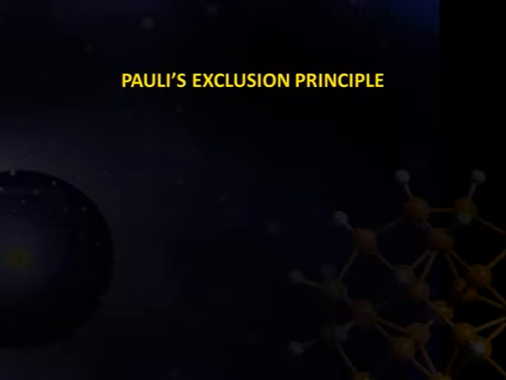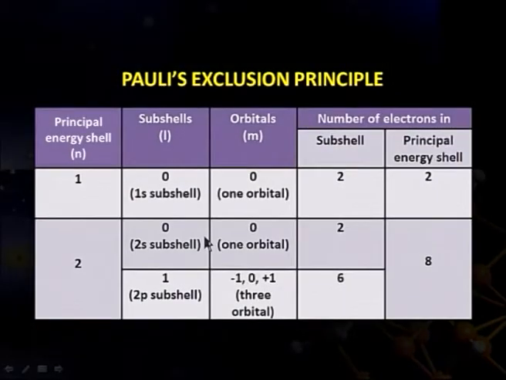In this way, with Pauli's exclusion principle, this table will show you the principal energy shell, subshells, orbital m, and number of electrons in the subshell and principal energy shell. If the principal energy shell value is 1, then the subshell will be the 1s subshell, and the orbital m will contain only 0. The subshell will accommodate 2 electrons, and the principal energy shell will comprise 2 electrons.